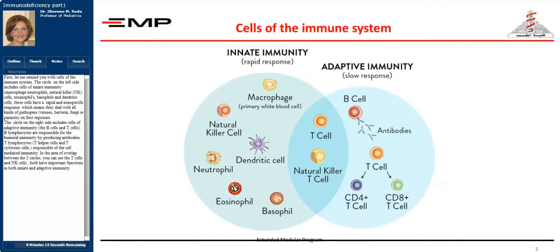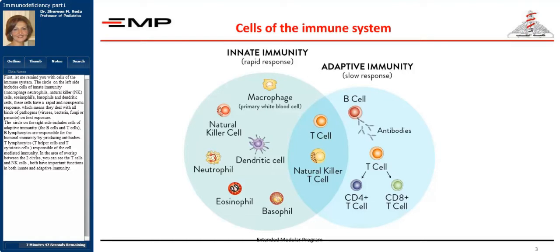First of all, let me remind you of the cells of the immune system. The circle on the left side includes cells of innate immunity: the macrophages, neutrophils, natural killer cells, eosinophils, basophils, and dendritic cells. These cells have a rapid, non-specific response, which means they deal with all kinds of pathogens, whether viruses, bacteria, fungi, or parasites, on first exposure.